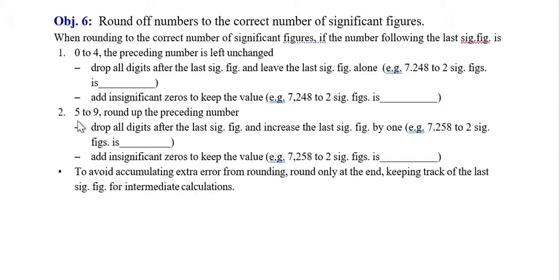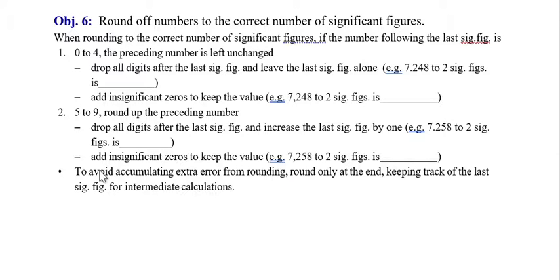And then the other side of it is sometimes we round up. If I have a digit that's 5 to 9, so that's the larger side, we're going to drop all digits after the last significant figure, and we're going to increase the last one by 1. So if I am going to report this number, 7.258, to two significant figures, well, it's going to have to be 7.2, and 5 is greater than 4, so it doesn't fall into that. It falls into the 5 to 9 category. Then I'm going to round this up to 7.3. That would be this number reported to two significant figures.